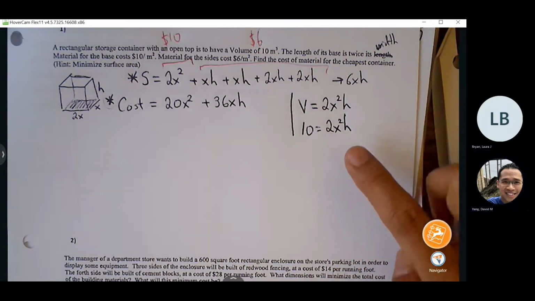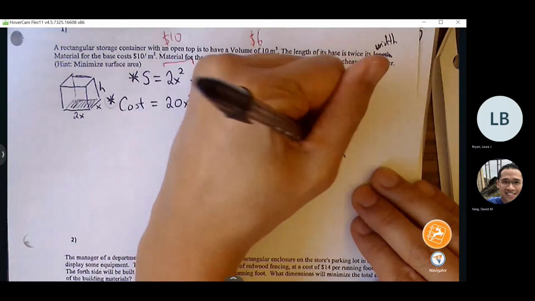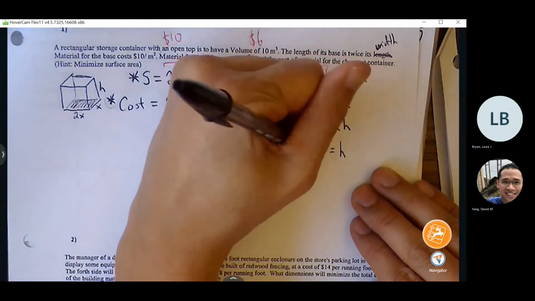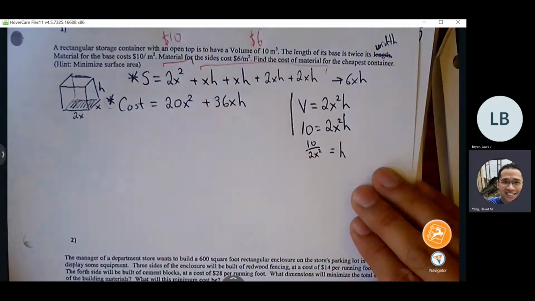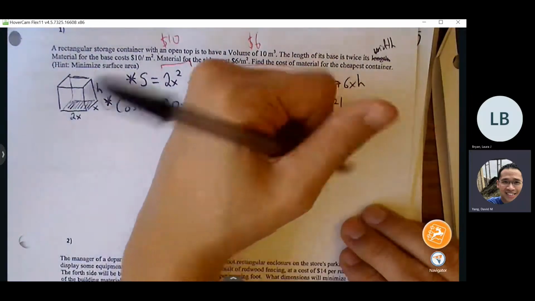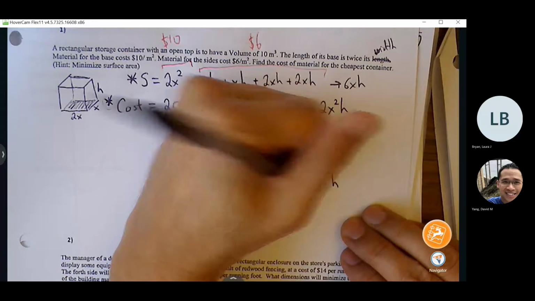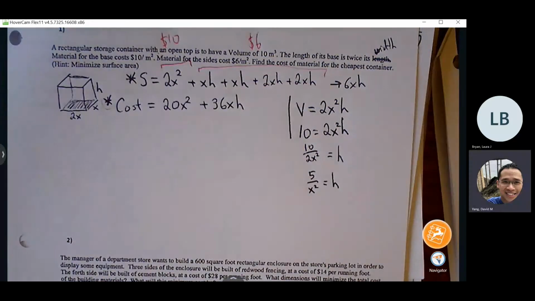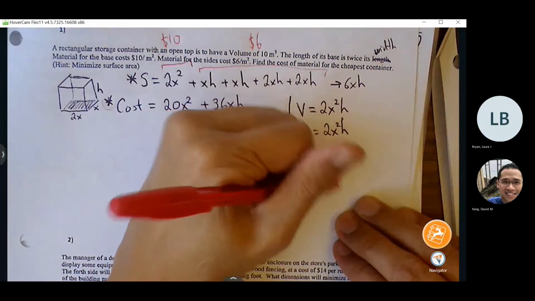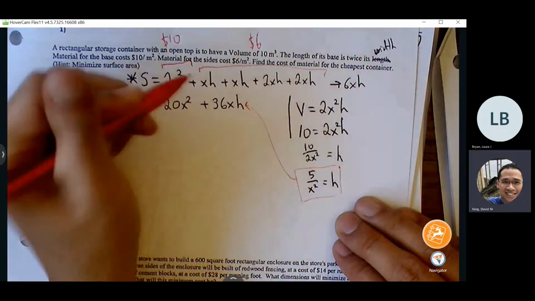What do we want to get by itself? You want that h. You want to divide by 2x squared. Yeah, so the x squared is going to end up being the denominator. We can reduce, right? 10 over 2 can reduce, but the x squared is not going to go anywhere. So insert that in for the h.